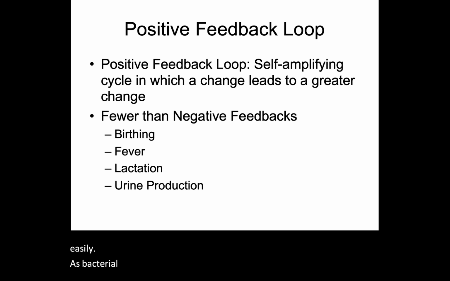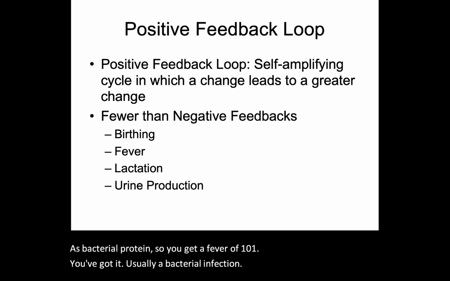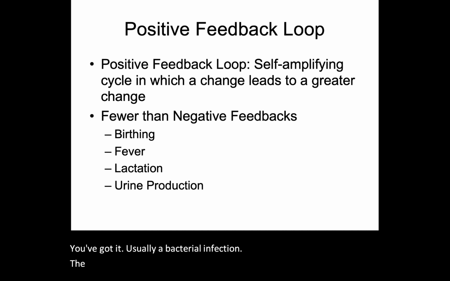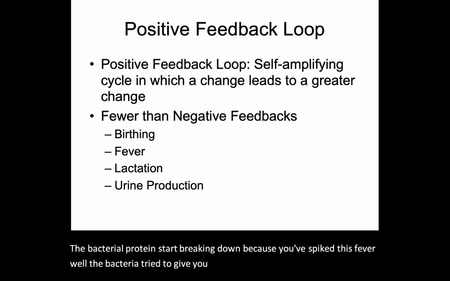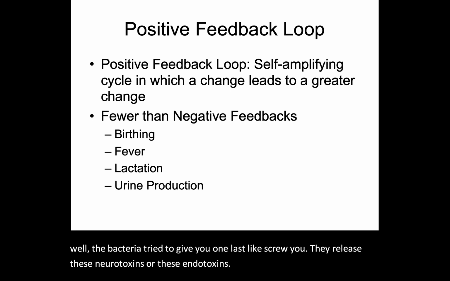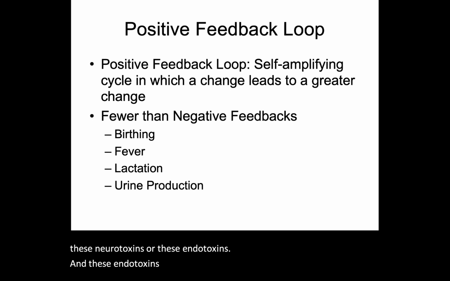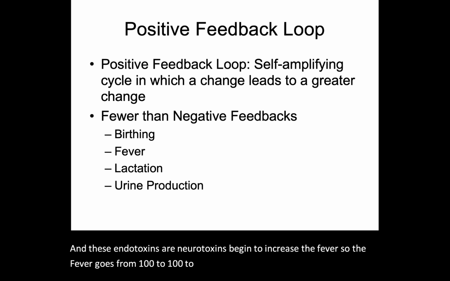So you get a fever of 101, you've usually got a bacterial infection. So the bacterial proteins start breaking down because you've spiked this fever. Well, the bacteria try to give you like one last screw you. They release these neurotoxins or these endotoxins. And these endotoxins begin to increase the fever. So the fever goes from 101 to 101.1 to 101.3 to 101.4 to 101.6.